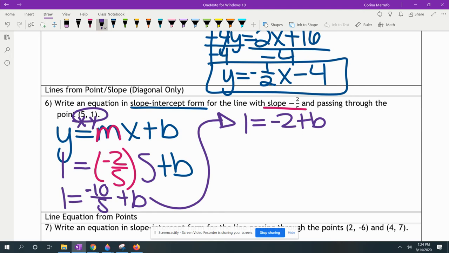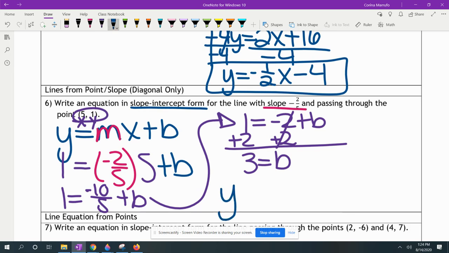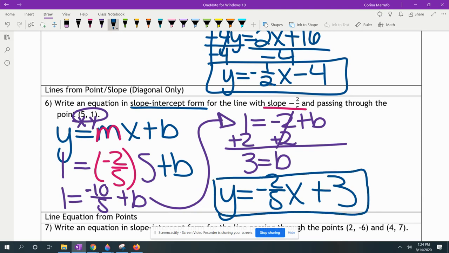And then we have one more step to solve for b. We need to move this negative 2 to the other side by adding a positive 2. That's what's going to cancel it out. So 1 plus 2 gives us 3. That means 3 is equal to b. So now we are ready to write it in slope-intercept form. y equals, our m is negative 2 over 5 x, and our b is a positive 3, so we write it as plus 3. And that is your slope-intercept form.